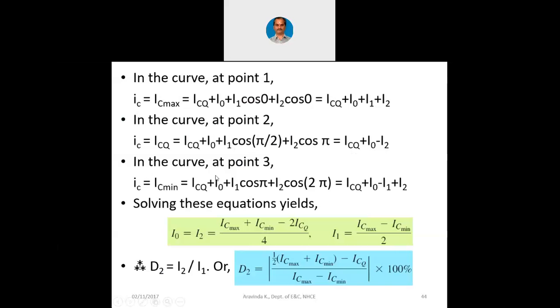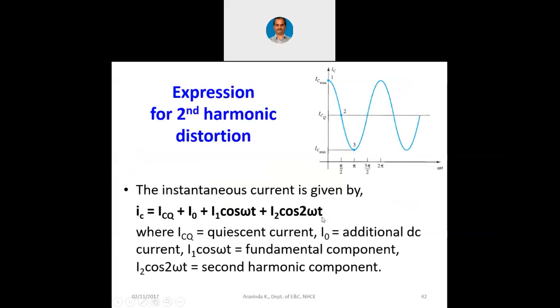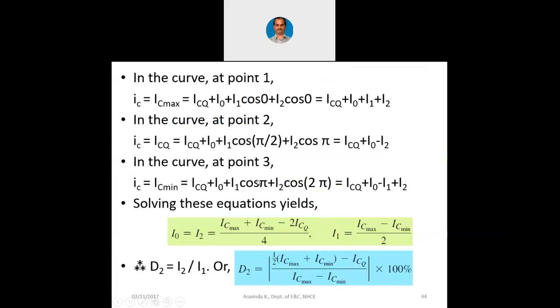Now in the curve at point 3, the instantaneous current is IC minimum. IC minimum is ICQ plus I0 plus I1 cos pi plus I2 cos 2 pi, again corresponding to this point. I1 cos pi, but the second harmonic has already come to the 2 pi point here. So it is I1 cos pi plus I2 cos 2 pi. It is nothing but ICQ plus I0 minus I1 plus I2, because cos 2 pi is nothing but cos 0, that is 1. Cos pi is minus 1. Cos pi by 2 is 0, as you already know.